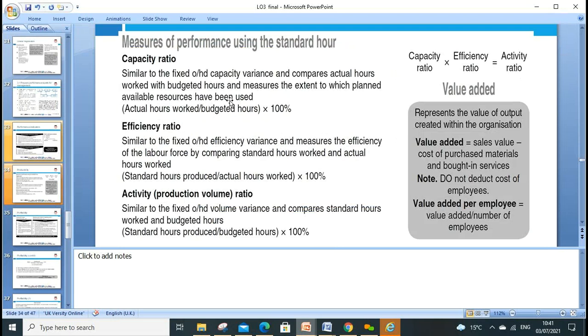Then the performance measures, maybe you can look around the capacity ratios, how much capacity we have, how much efficiency ratio, how much activity ratio. Like in a hotel, we have a room capacity of 100 rooms, and 60 rooms are booked. So capacity was 100 rooms. How much capacity have you used, what you generate, how efficient you are to generate it.